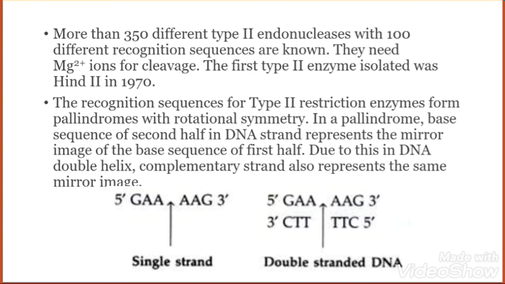So here the single strand and double strand are shown. In the single strand, the arrow mark represents the cutting position, between the adenine. In the double strand also, the cut is between the adenine and, on the other strand, the thymine. So the complementary strand also represents the same mirror image. It looks like a mirror image.